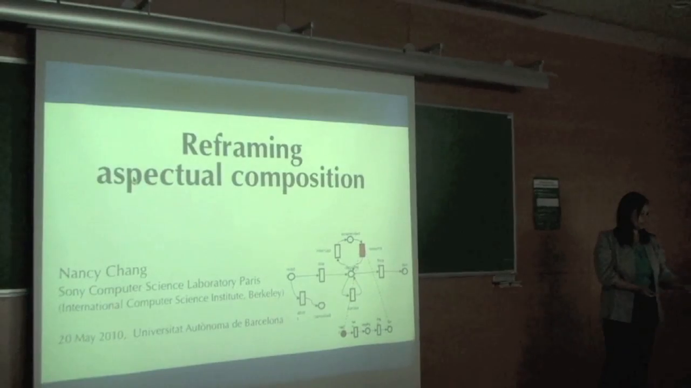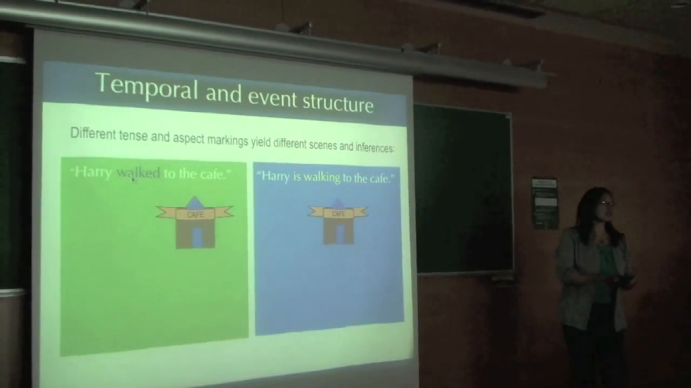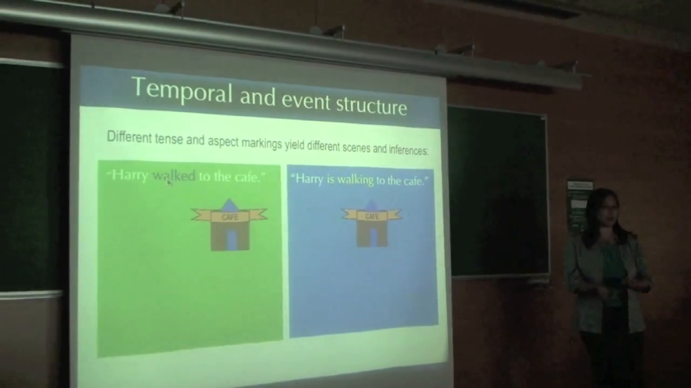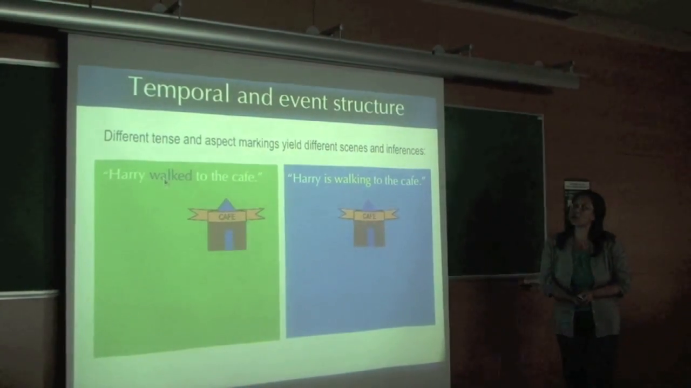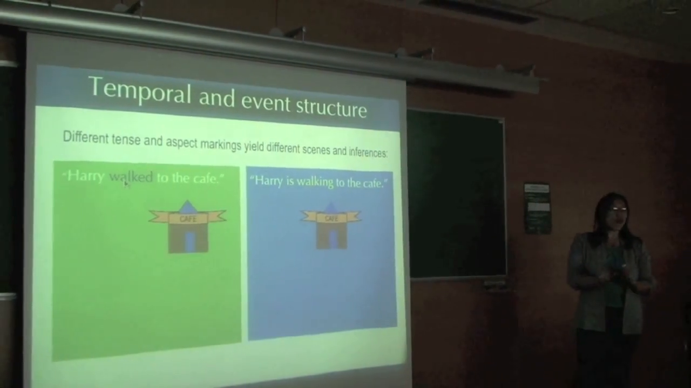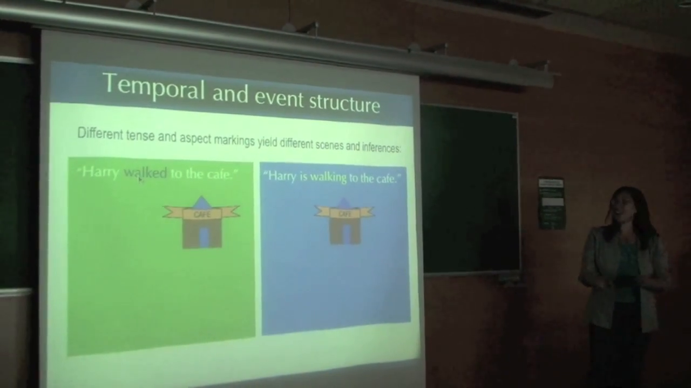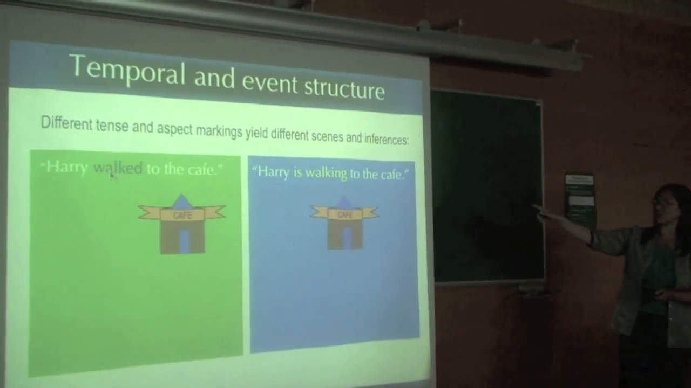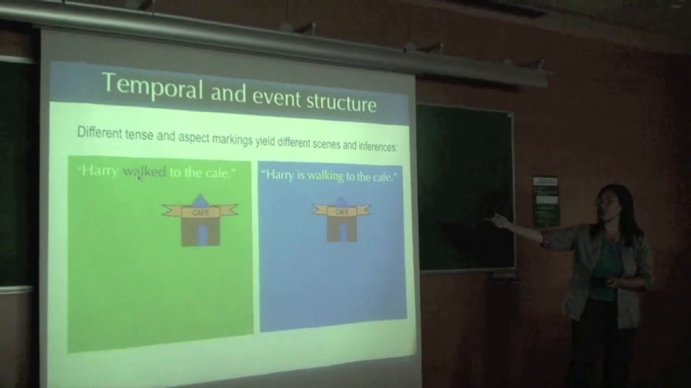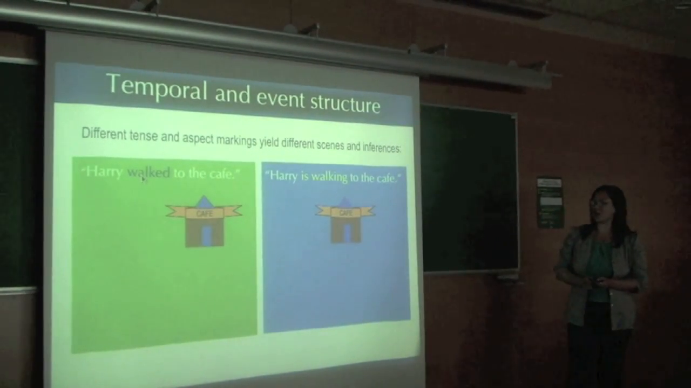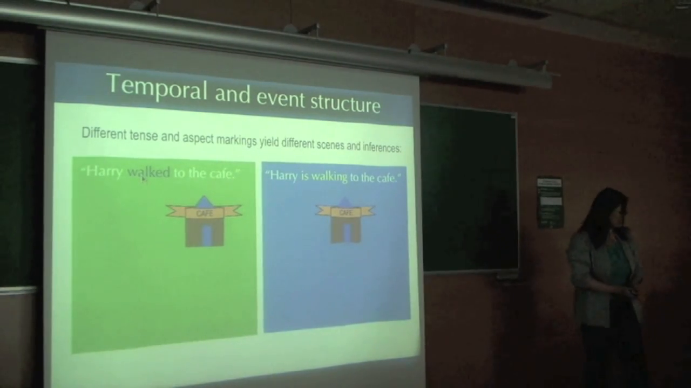Sorry. There we go. Okay, so this is just to give the background, just in case people don't have some experience with tense and aspect especially. So the idea, very, very cartoon-like literally here, is that sentences like "Harry walked to the cafe" and "Harry is walking to the cafe," with this great artwork here, can be understood as differing in some important respects.